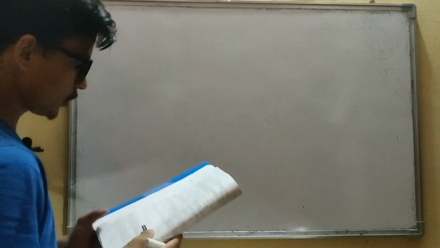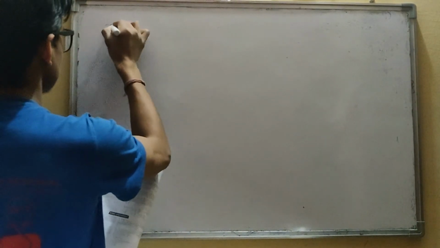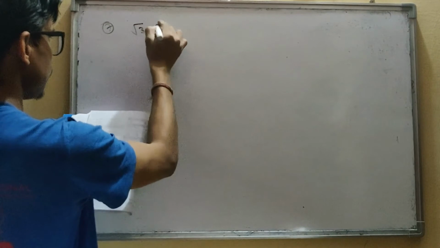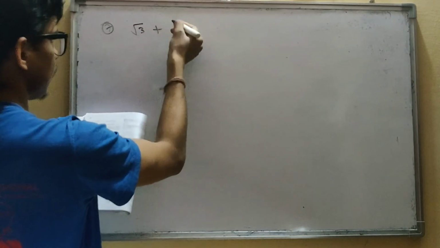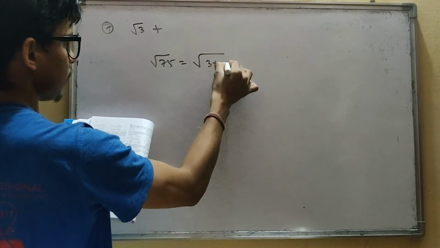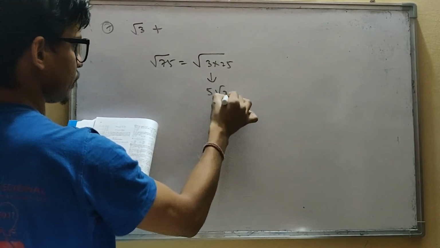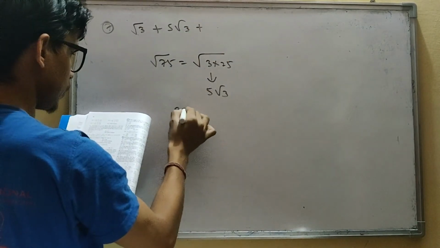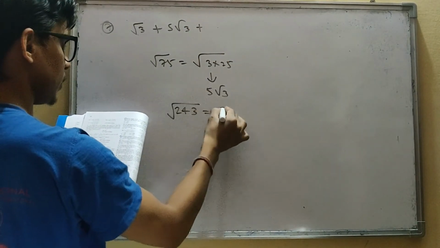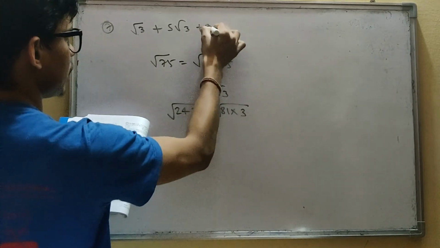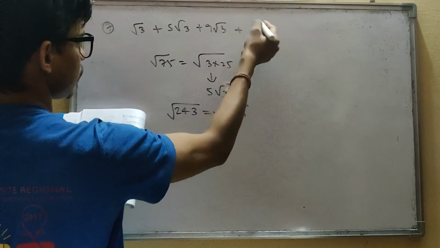Now the next question, number 7. You just simplify them. I'm writing the simplified form. So root 3 and root 75. Root 75 can be written as root of 3 into 25, which is 5 root 3. And the next thing is root 243. I guess it is going to be 81 into 3. What is root 81? 9. So 9 root 3.